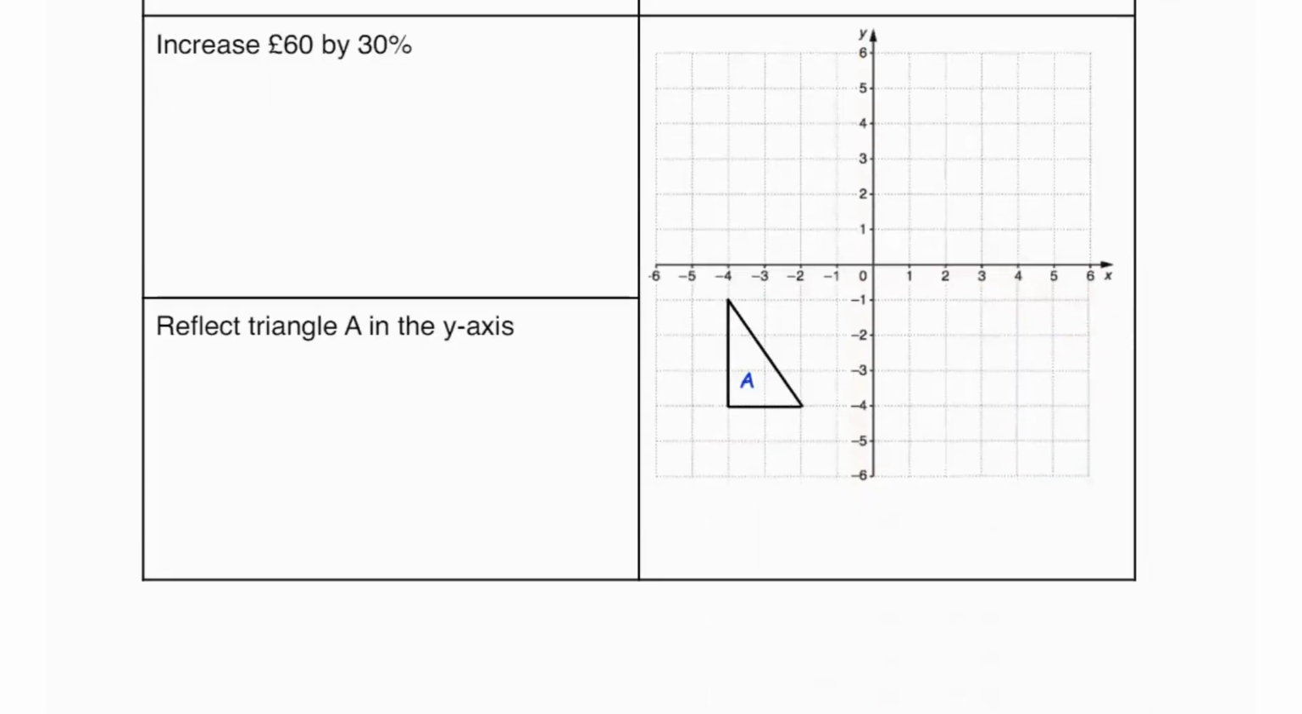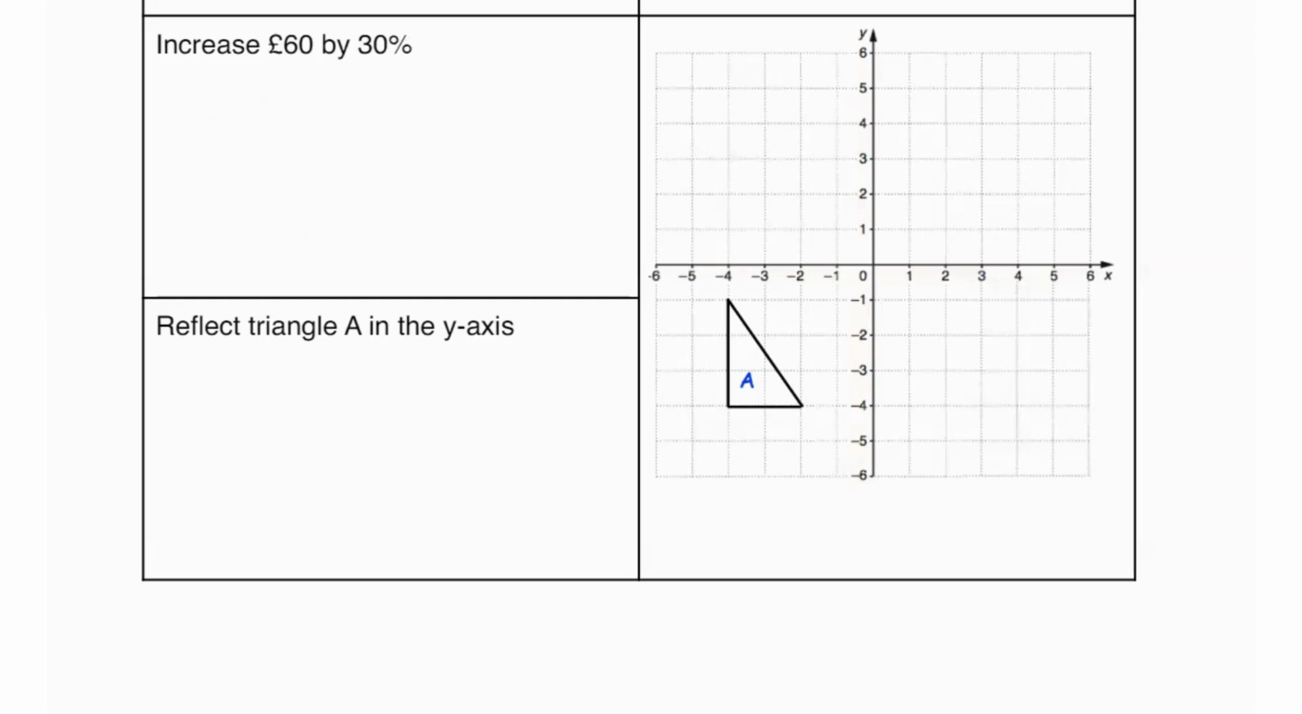Next question says increase 60 pounds by 30%. So we will do 60 plus 30% of 60. The reason why we're adding 30% of 60 is because we're increasing 60 pounds by 30%. So whatever that percentage is of 60, we add that to 60 pounds. So that's going to be 60 plus 80, which is going to be 78 pounds.